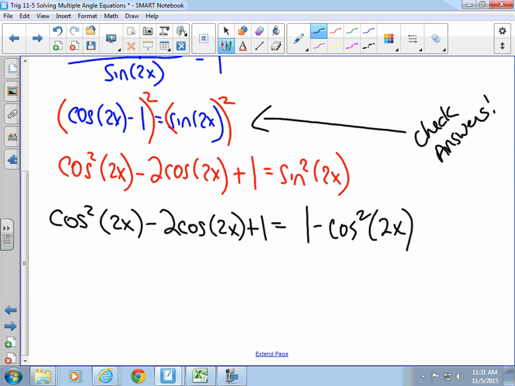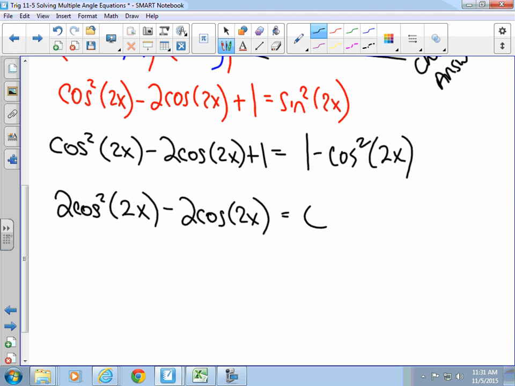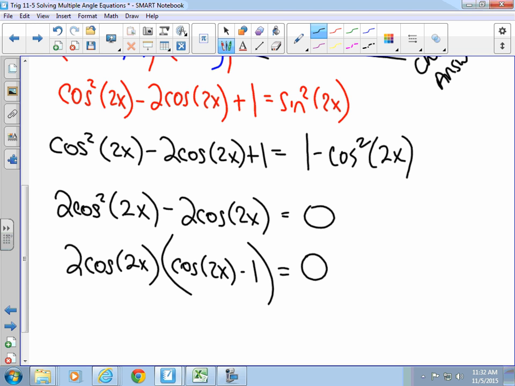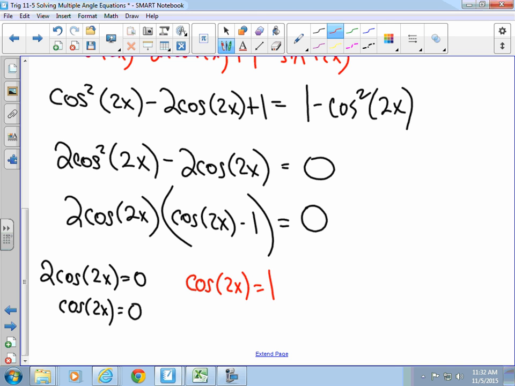0 on one side. Add the cosine squared over, so I get 2 cosine squared of 2x minus 2 cosine of 2x minus 0. We agree? Ones cancel out when I add the subtract one. Factorable? Greatest common factor of 2 cosine 2x factors out. And now I can set each factor equal to 0. Which is just cosine of 2x equaling 0. Divide the 2 out, right? And cosine of 2x equals 1. So, yeah, right.